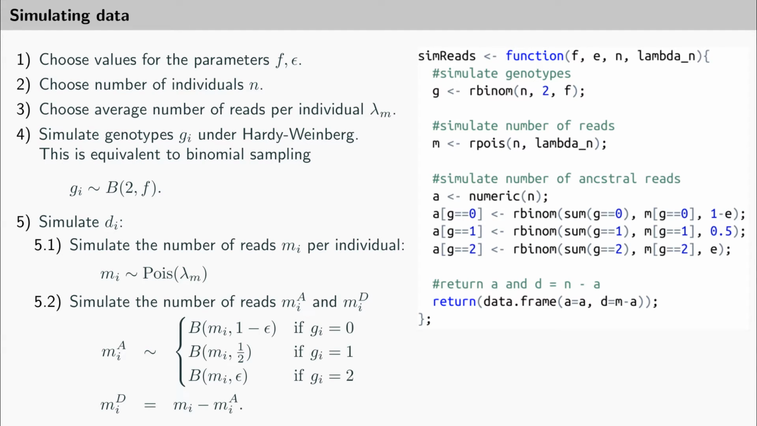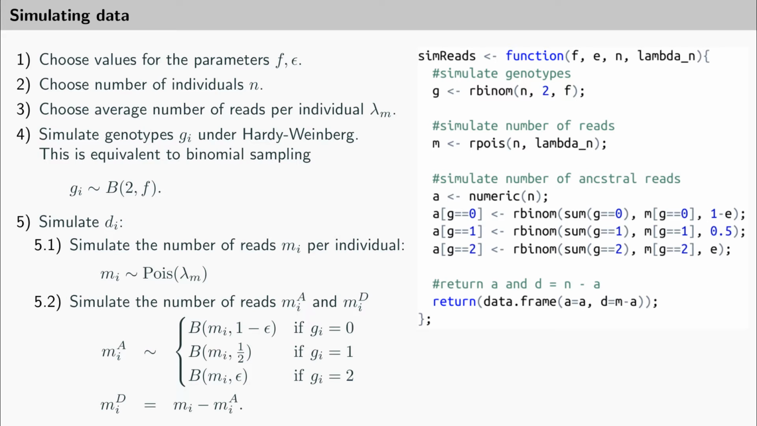On the right, you can now see code in R that implements this procedure. This function takes as arguments f and epsilon, the number of individuals n, and the average number of reads per individual, lambda. The function then proceeds just as laid out on the left. First, it simulates genotypes by drawing random numbers from a binomial distribution of size 2 with probability f. Next, for each individual, the number of reads are simulated by drawing a random number from a Poisson distribution with rate lambda. For each individual, we then simulate the number of reads that have the ancestral base. This has to be done for each genotype separately.